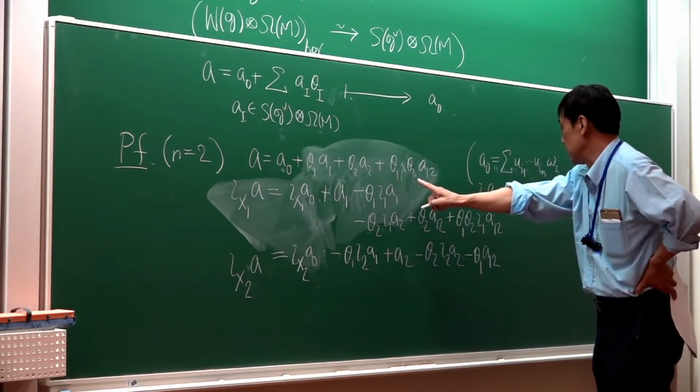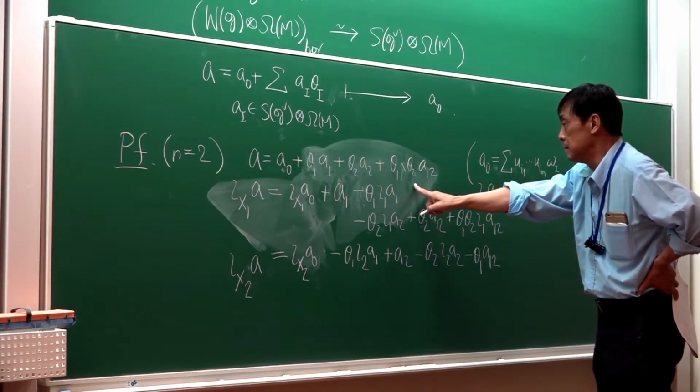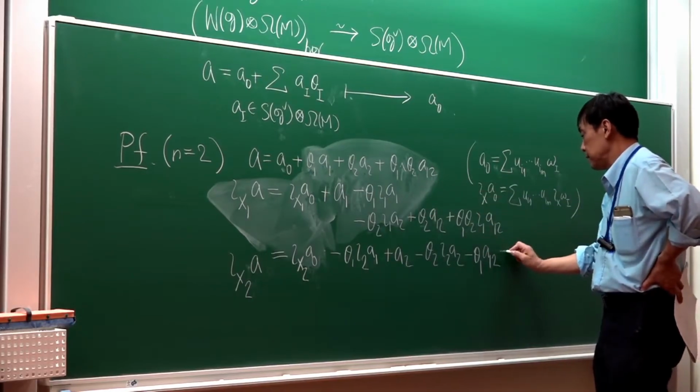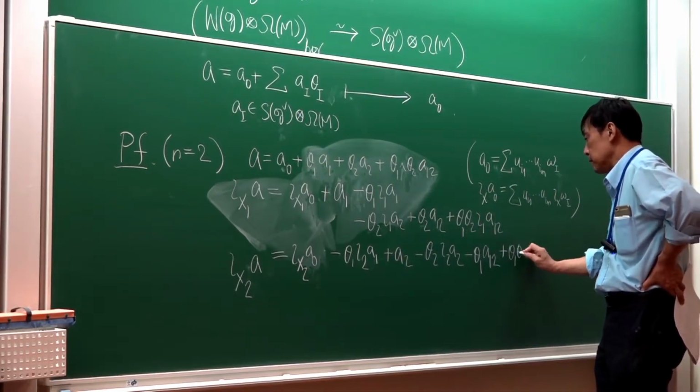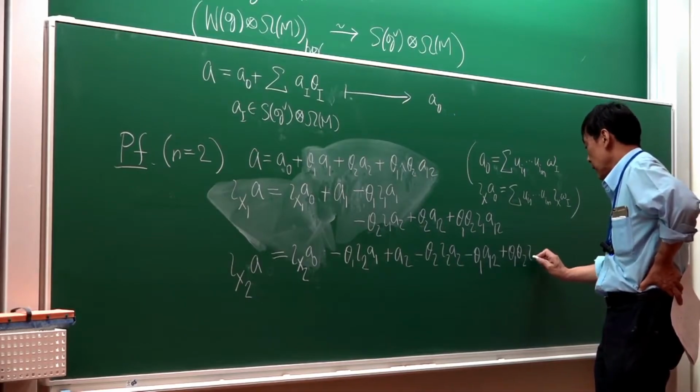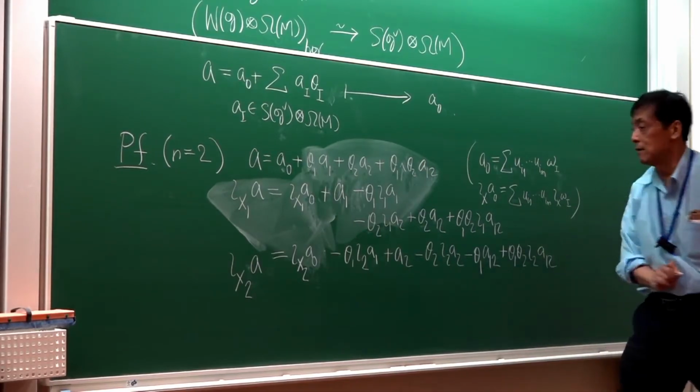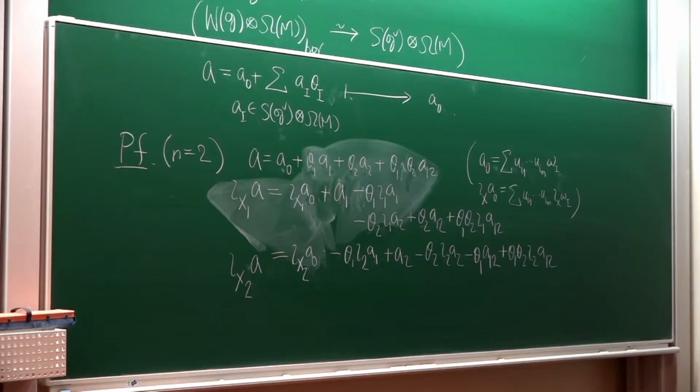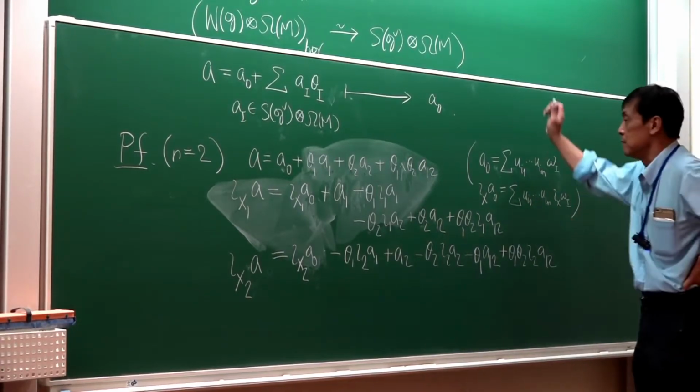I2 applied to this. And then a plus theta 1, theta 2, I2 of A12. Okay, good. So that's right, yeah? And you set both of them equal to 0.